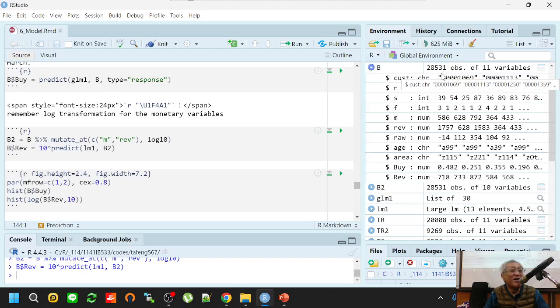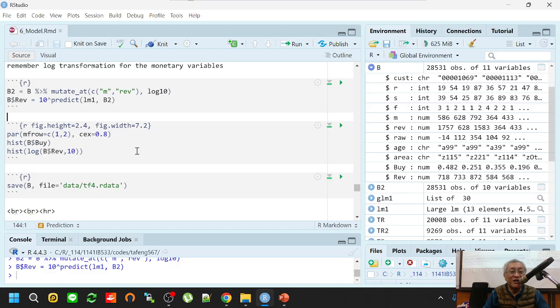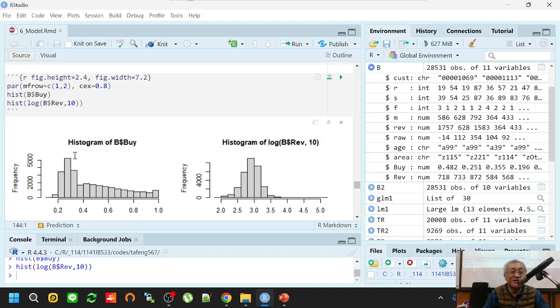So B is a very important data frame here. After we have these two things, we can see the distribution of these two values. This is the histogram for the buying probability, and you can see that it's from 0 to 1. And this is the distribution for the buying amount. As you can see, for the buying amount we need to do a log transformation to see a normal distribution.